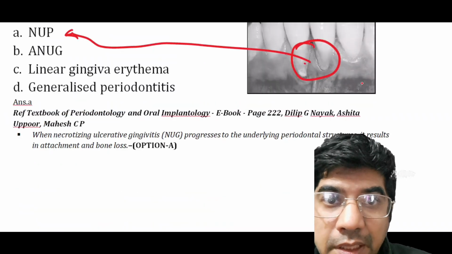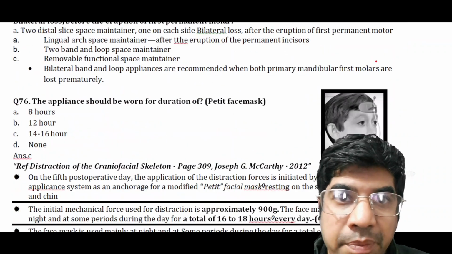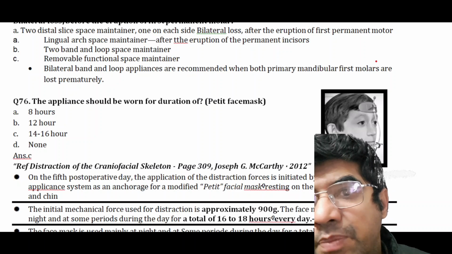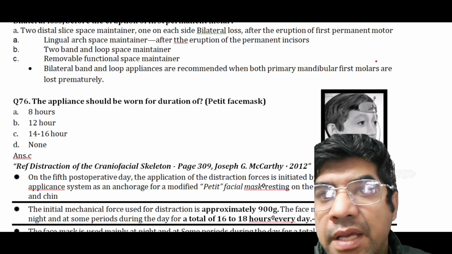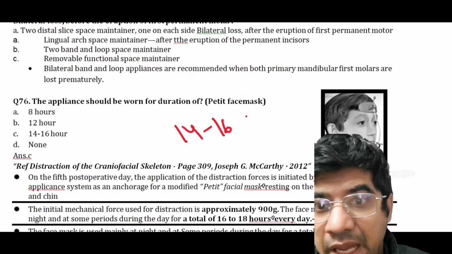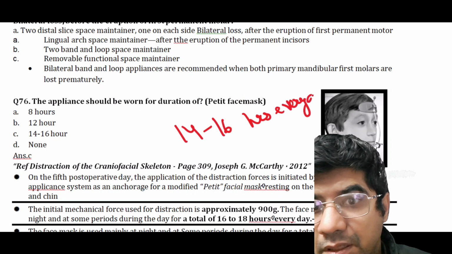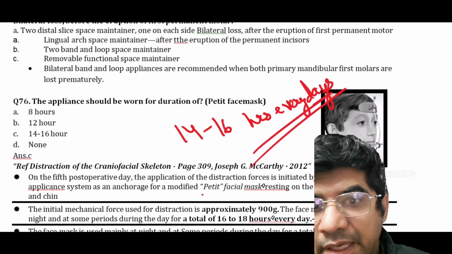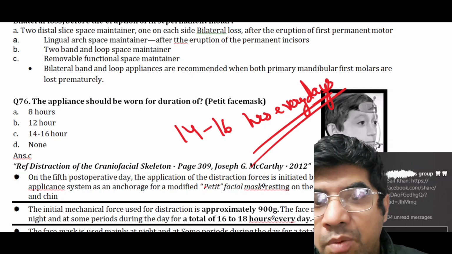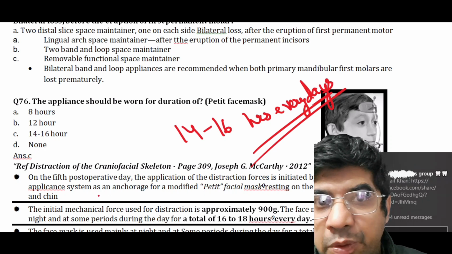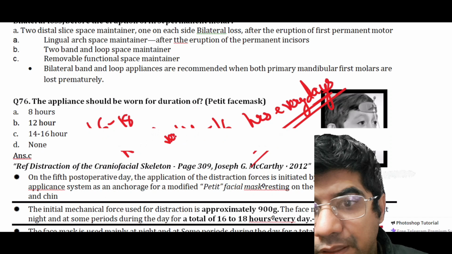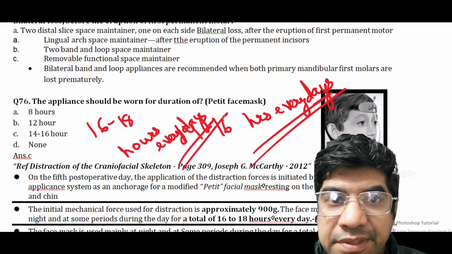The next question is, the appliance should be worn for a duration of. So this appliance, remember, it should be worn for a duration of. This is a Petit face mask that is worn for 14 to 16 hours every day. It is used mainly at night. Additionally, it is used for some period during the day. So the total recommended period is 16 to 18 hours every day. So the answer is C.